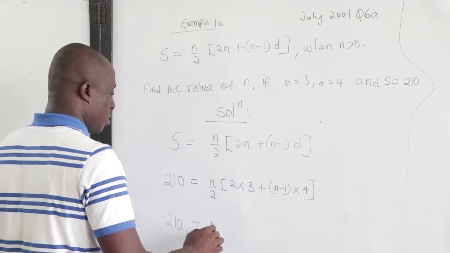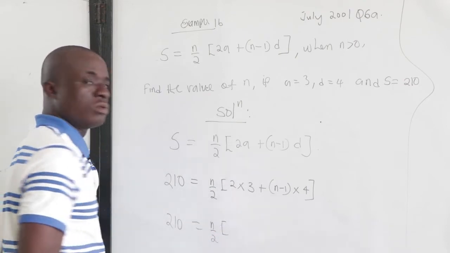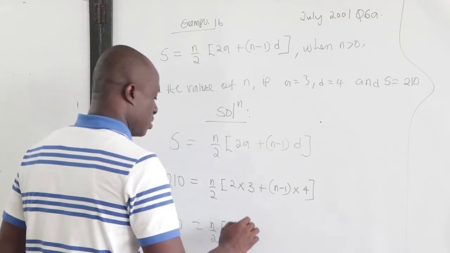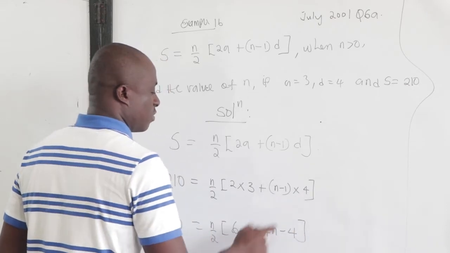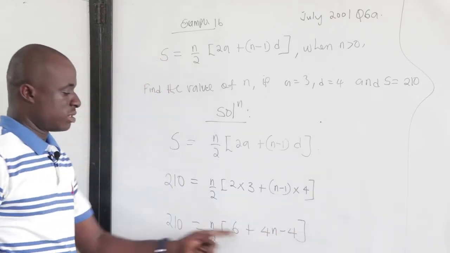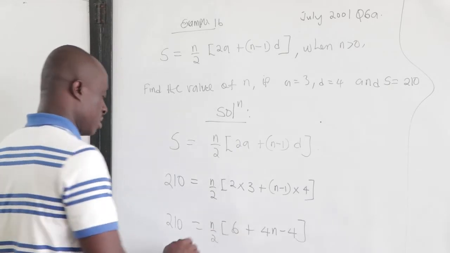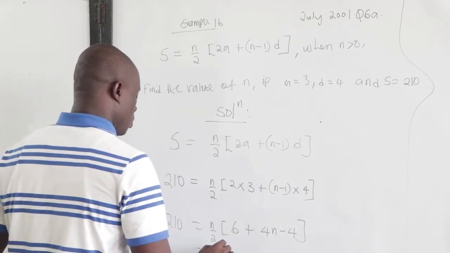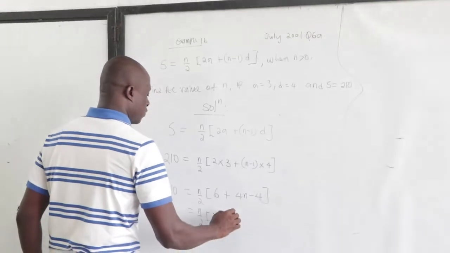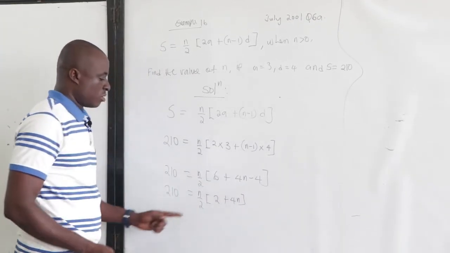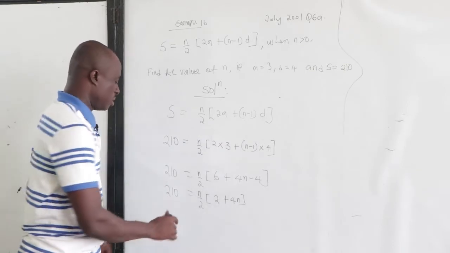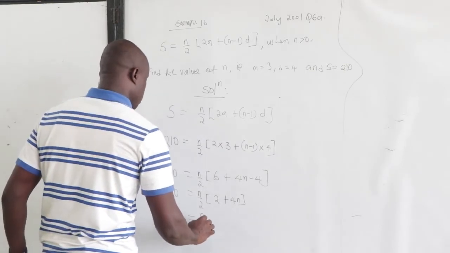210 n over 2. 2 times 3, this is giving us 6 plus 4n minus 4. 4 times n, 4 and 4 times this. This is what we have. Now 6 minus 4 is giving us 2. We have 2 plus 4n. 210. What can we do here? We can expand using the distributive property.